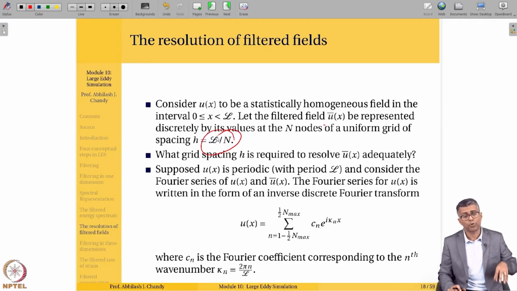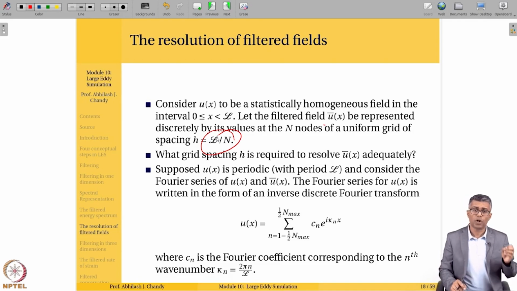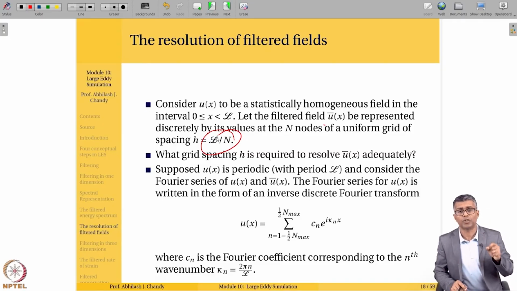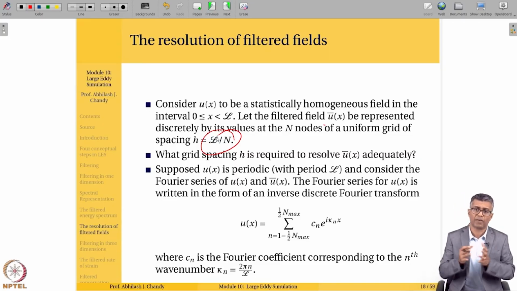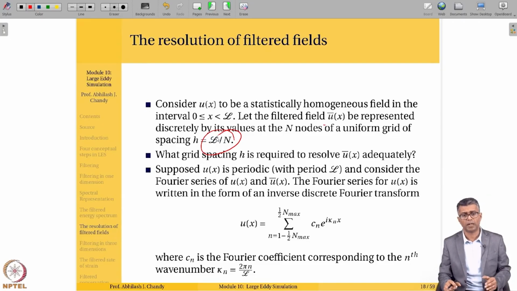Now here u bar is resolved on a grid that has a grid spacing of h equal to L by n. The question you have to ask before moving forward is, what is the value of h? What adequate value of h is required so that you resolve u bar properly, adequately, accurately? Now again we are considering homogeneous turbulence. So let's say u of x is periodic with period L, and then you consider the Fourier series for u and u bar, because only then can you consider the Fourier series.